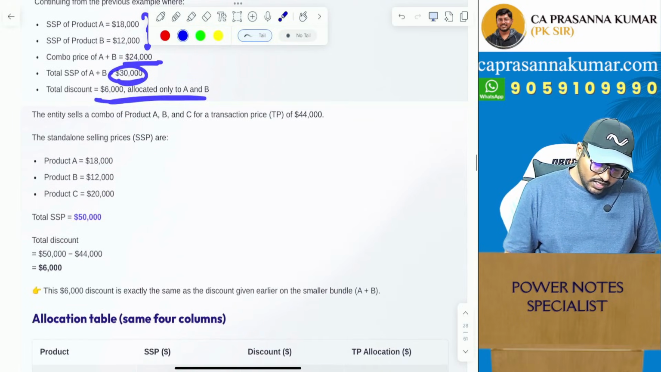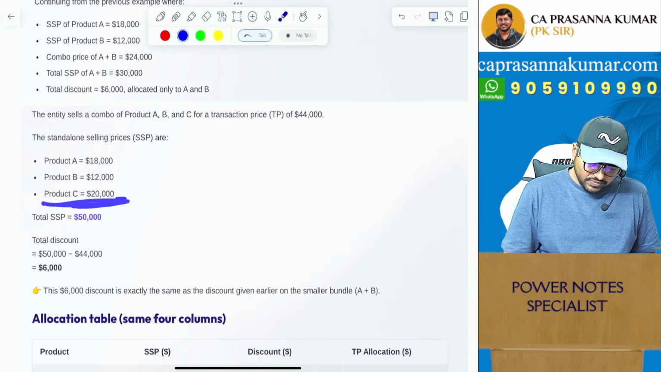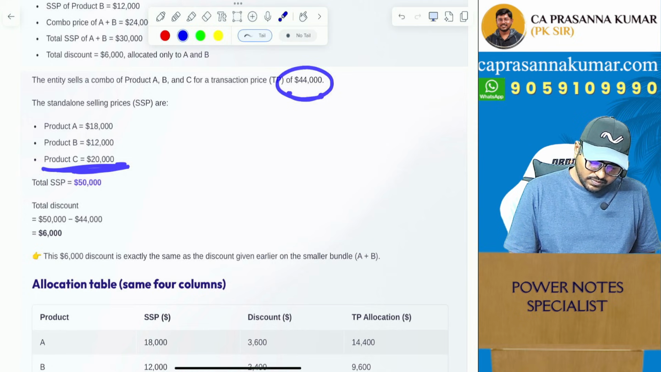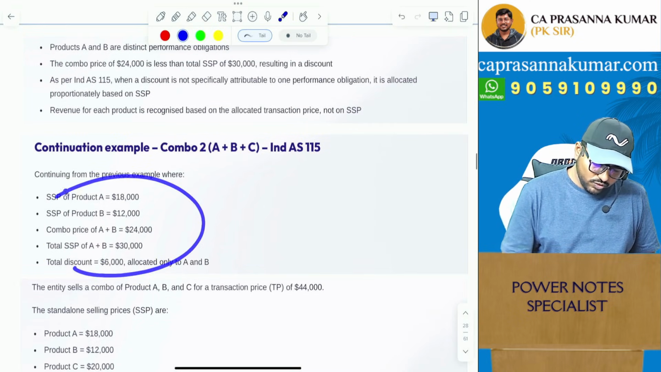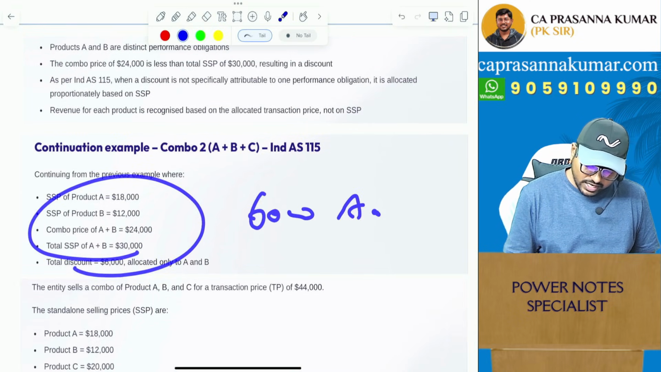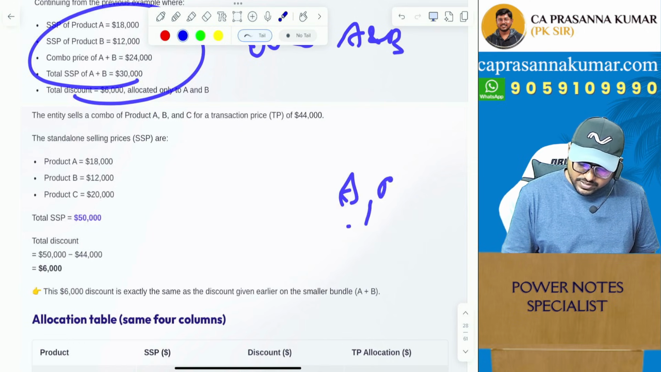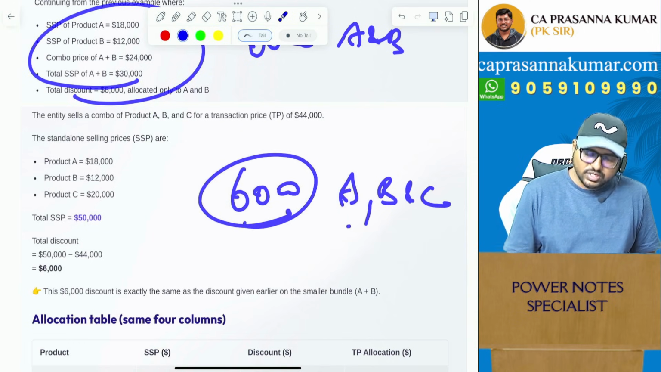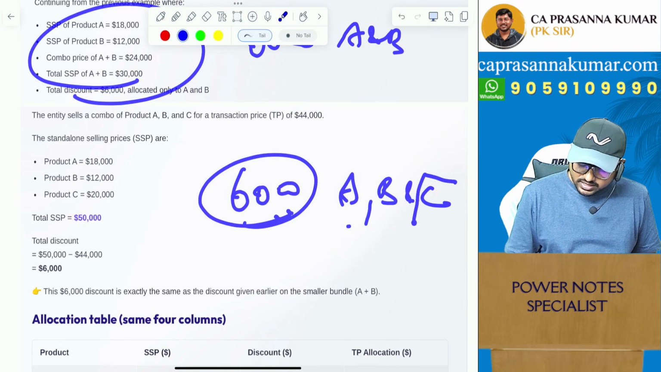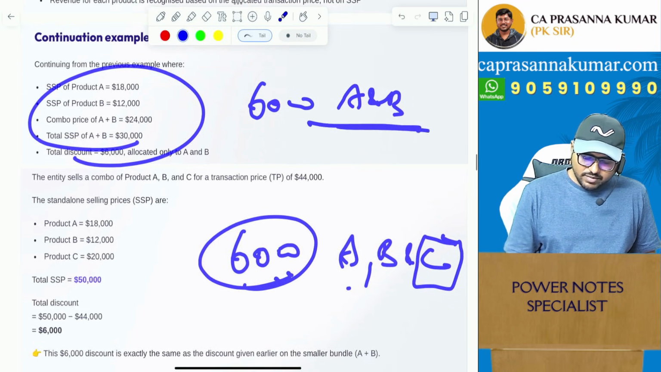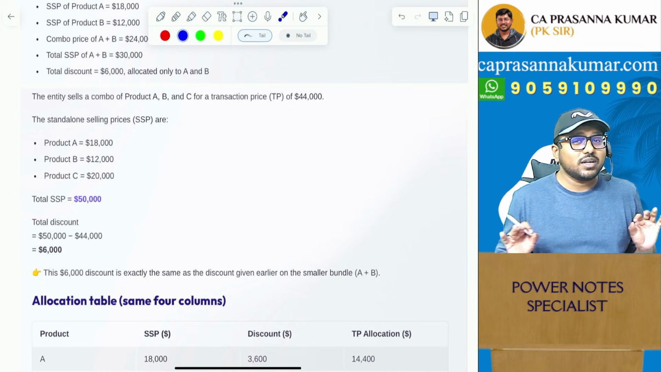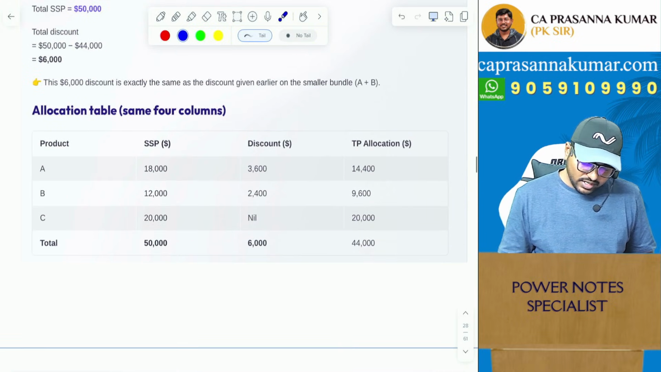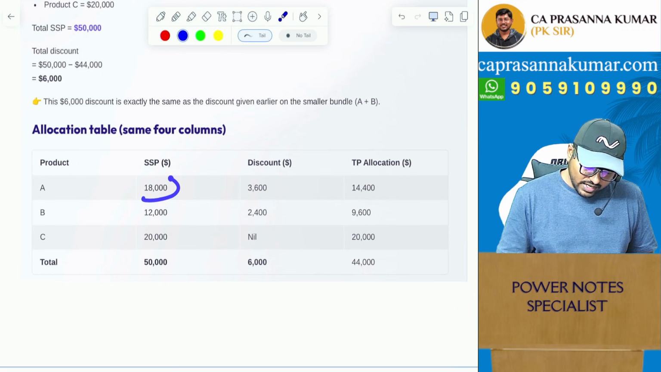If you look at the big bundle, after adding product C, the transaction price is 44,000. If you calculate the discount, again the discount is 6,000 only. This is a very important point to note: a small bundle of 2 products, A and B, has a discount of 6,000. After adding C also, the discount is still 6,000 for the bigger bundle, which means literally C does not have any discount. For A and B, the discount is 6,000. For A, B and C, if the discount is 6,000, C does not have any discount. Therefore, you should not give any discount to C. If you look at the allocation, 18,000.